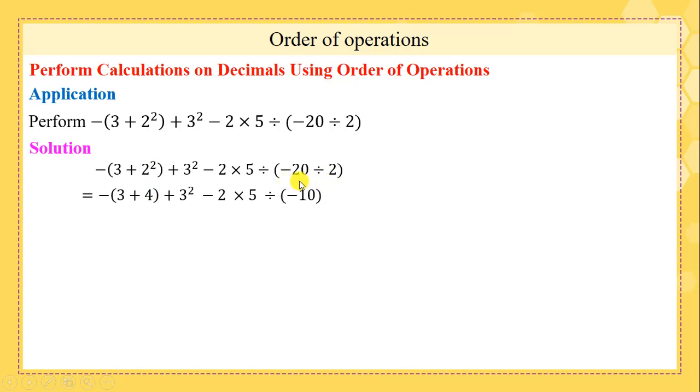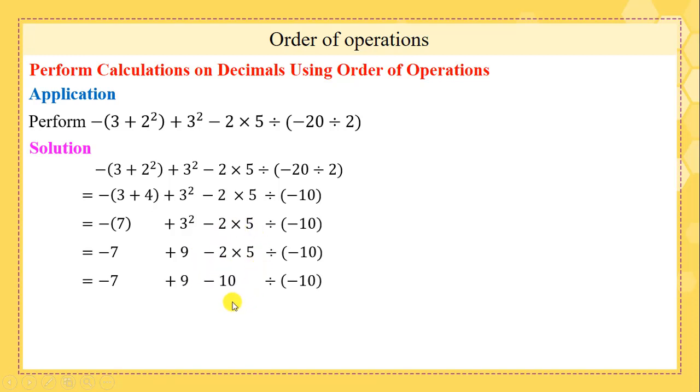So -20 ÷ 2 = -10. Then we have to finalize this parenthesis. 3 + 4 = 7. And now we have finished parentheses and we have to perform exponents. So 3^2 = 9. Then we have to solve multiplications and divisions from left to right. So we start by -2 × 5 = -10. -10 ÷ -10 = +1.